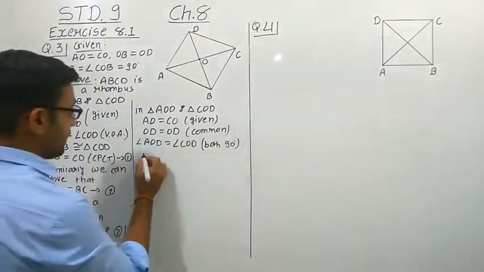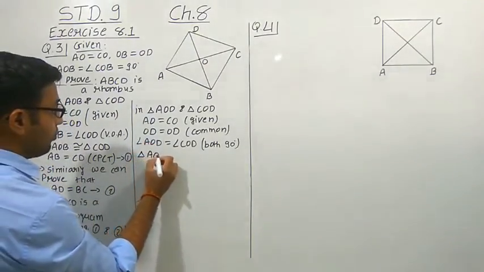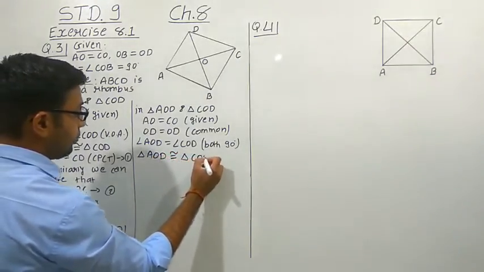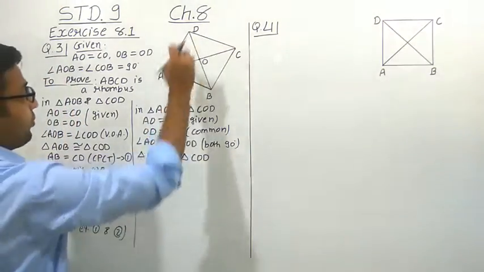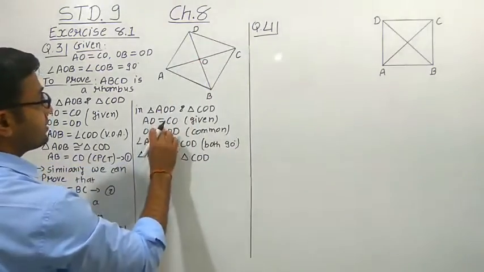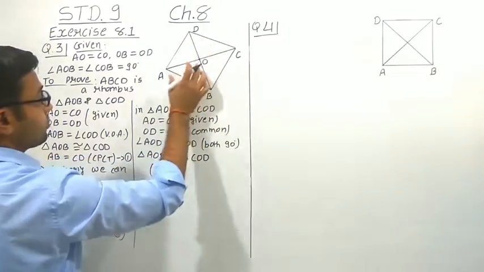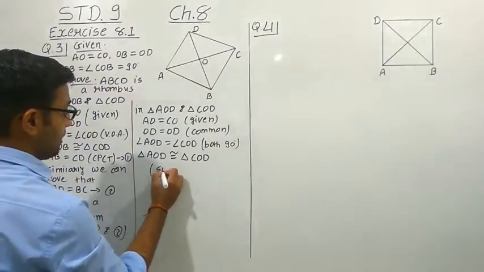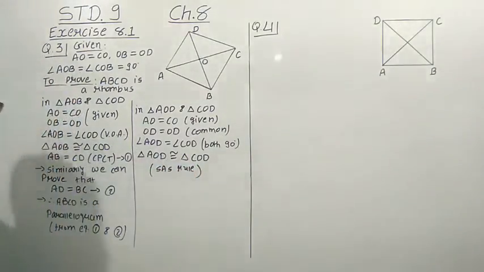So here two triangles we can prove that are congruent. So triangle AOD is congruent to triangle COD. By which rule? See, if we consider AOD, which side have we taken? AO, this side. Second one is CO. Second one is OD, this side, and this is the angle. So this is the criteria: side, angle, side. So by side, angle, side rule, we prove that both the triangles are congruent.